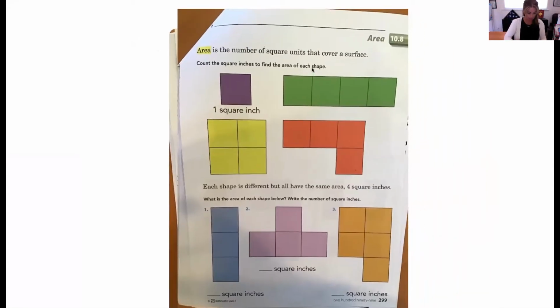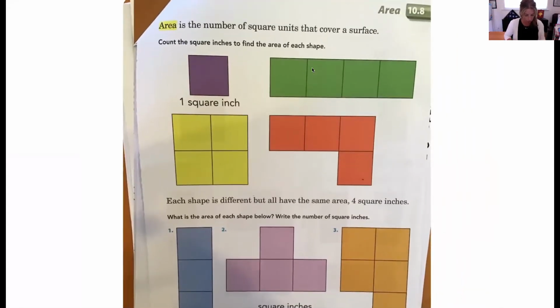Okay, area, when we use the math word area, it is the number of square units that cover a surface. Okay, so what I was talking about right here, this is a square inch. And if you have your ruler, you can measure all 4 sides and each side. So this side here is 1 inch, that side is 1 inch, that side is 1 inch, and that side is 1 inch. All 4 sides is 1 square inch, okay? So we would say that's 1 square inch.